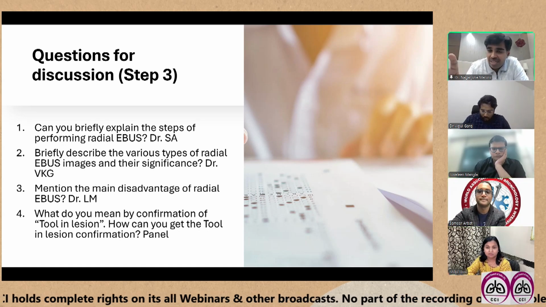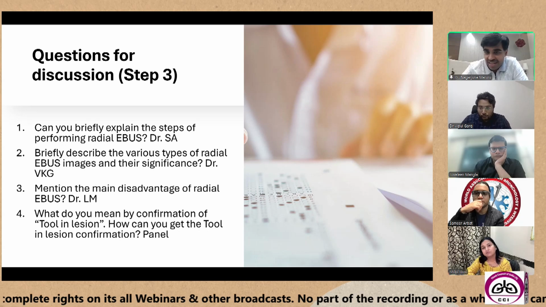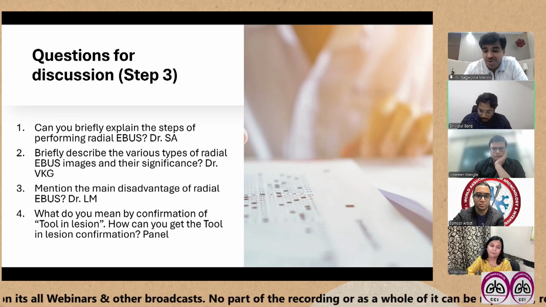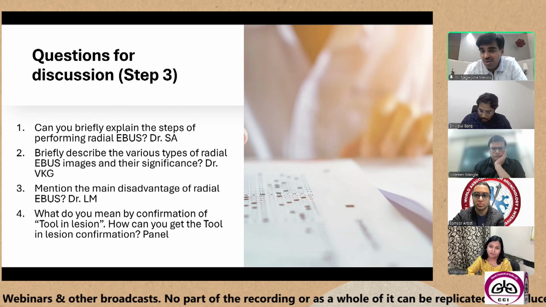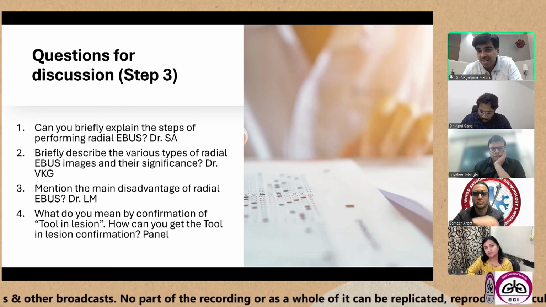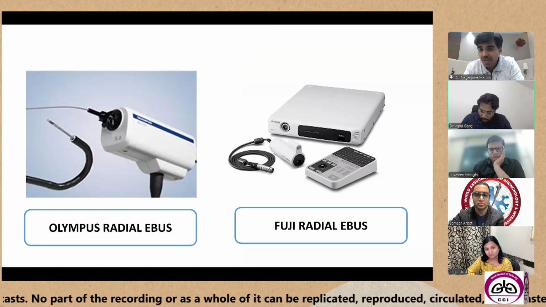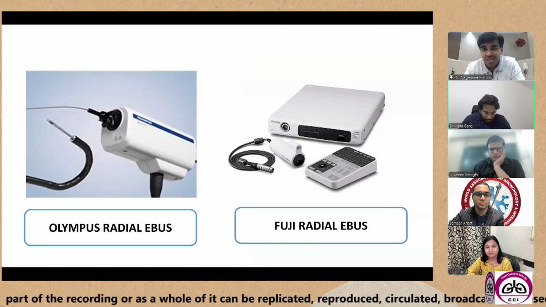Yes. So radial EBUS, I would say, is the backbone. If any pulmonologist wants to do sampling of a nodule, at this point of time, you should have a thin bronchoscope. You should have a radial EBUS. I think all of us agree with that point. Now in India, we have Olympus and Fuji. Both of them have radial EBUS systems.